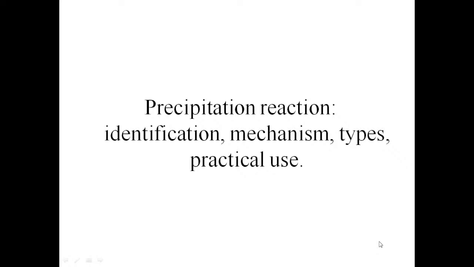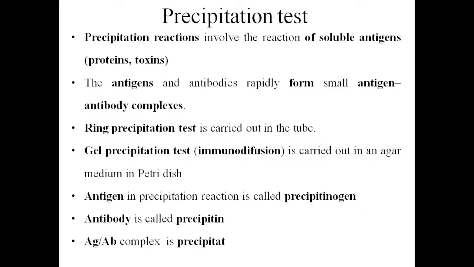Another type of serological test is the precipitation reaction, or precipitation test. Precipitation test involves the reaction of soluble antigens like proteins and toxins, unlike the agglutination test that I have just explained, which uses particulate or cellular antigens. Antigens and antibodies rapidly form small antigen-antibody complexes.